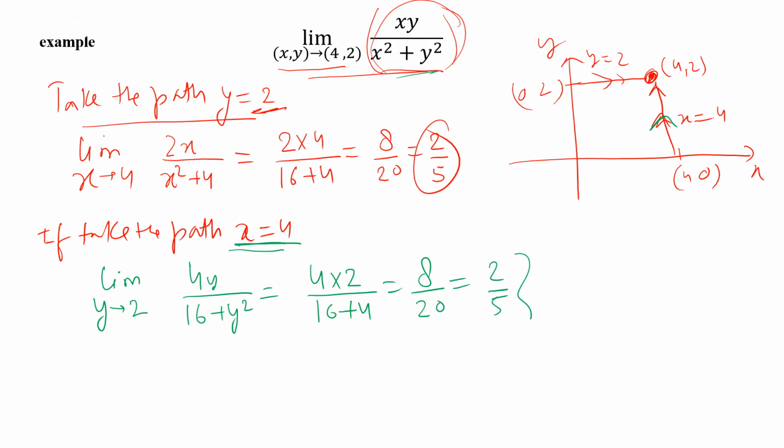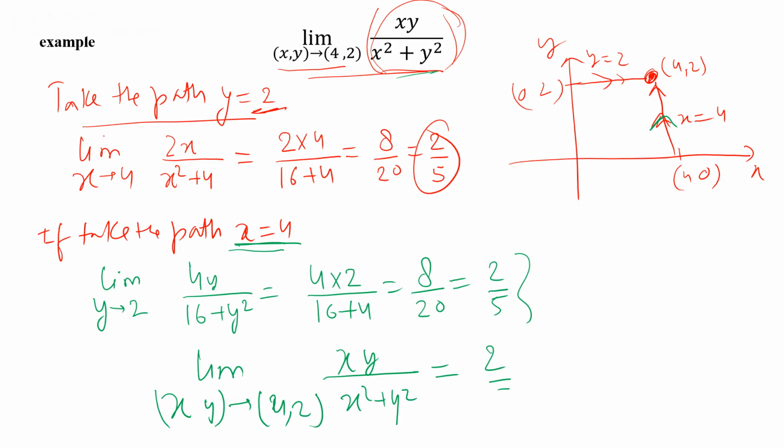So here we can say the limit when x and y approach 4 and 2 of that particular function xy upon (x square plus y square) is 2 by 5. So the limit exists and is 2 by 5.